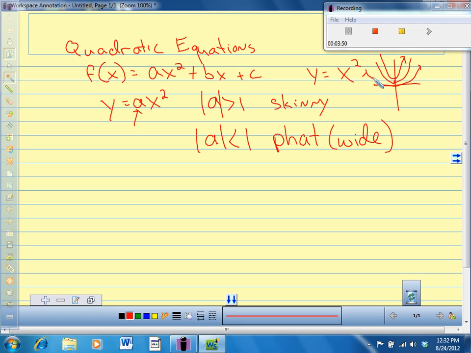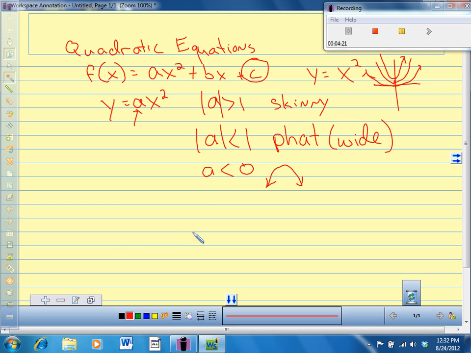Okay? What if a is less than 0? A is negative. Then what happens? It flips, right? It's upside down. So if a is less than 0, it kind of goes like that. Okay. So you can tell if it's skinny, if it's wide, if it's upside down. So you can tell a lot about a parabola just by looking at that little equation there.